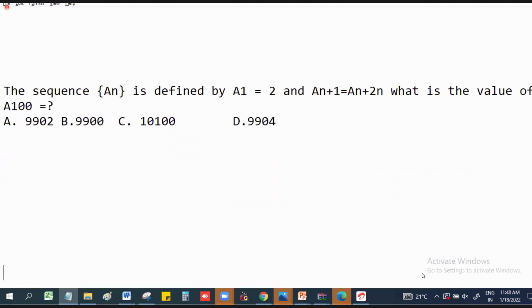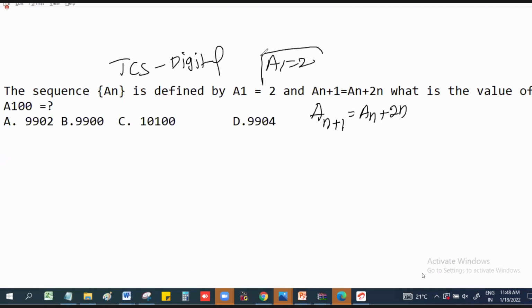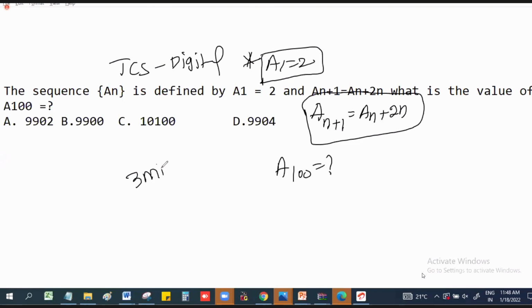So this is the previous TCS question, TCS digital question. Okay, the previous digital question. I want you to solve. So I'm making it clear. a(n+1) is equal to a(n) plus 2n. So a1 is equal to 2. A1 is equal to what? 2. Then this is the question: a100 is equal to what they were asking. In 3 minutes' time, I want you to solve.